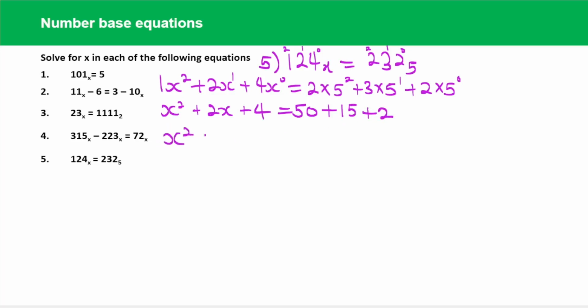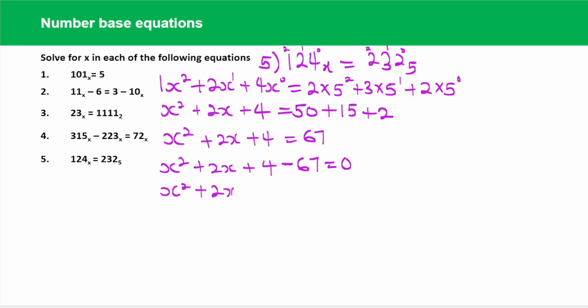So x squared plus 2x plus 4 equals, now add up all of these together. 50 plus 15 is 65 plus 2, that's 67. Then we have x squared plus 2x plus 4 equals 67. Again, this is a quadratic equation. Therefore, we move plus 67 over to the left hand side. That will become negative 67 equals 0. And now we have x squared plus 2x plus 4 minus 67. That will give us minus 63 equals 0.